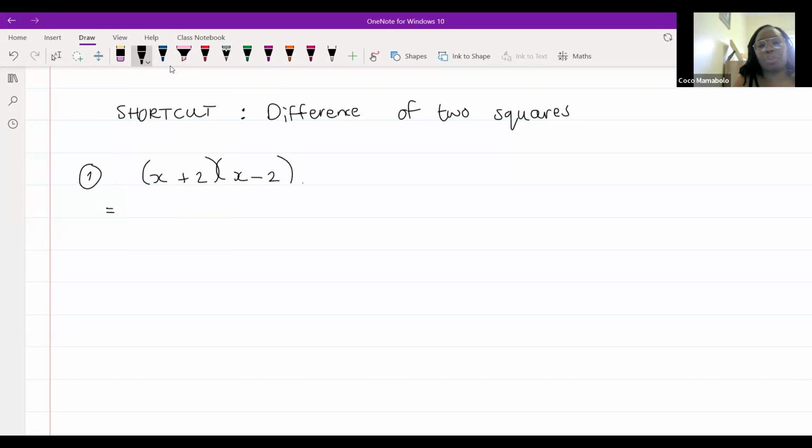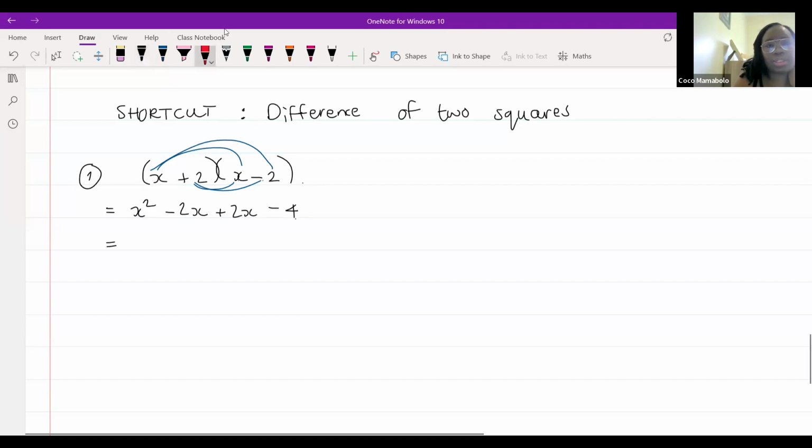Now if we FOIL this, let's do FOIL quickly. I'm going to get x times x, that's x squared. x times negative 2 will give me negative 2x. x times positive 2 will give me positive 2x. And then 2 times negative 2 will give us negative 4. That tells me that negative 2x and positive 2x will give me 0. So I've got x squared minus 4 left.